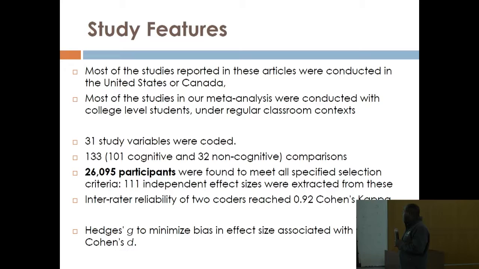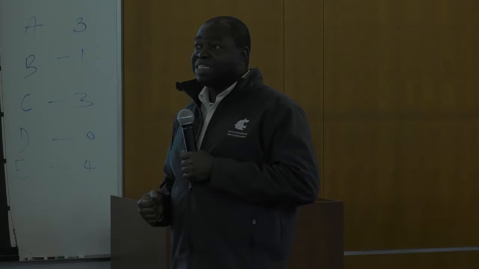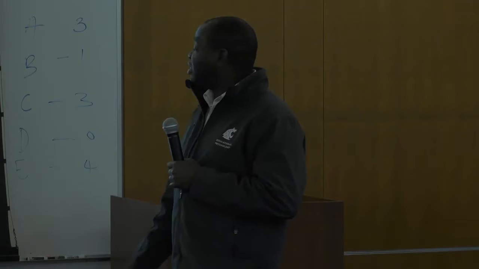Nathaniel and I, with another researcher, looked at inter-rater reliability. We had a 0.92 Cohen's kappa, which is very, very high because Cohen's kappa is very stringent. We used Hedges' g, which is about the same thing as Cohen's d, but Hedges' g helps us to control for biases in sample size. Like if one group, the experimental group, had, you know, 100 participants and the control group had 10, that's a pretty huge difference there. So we had to control for that.